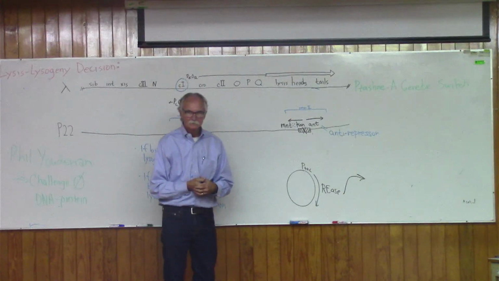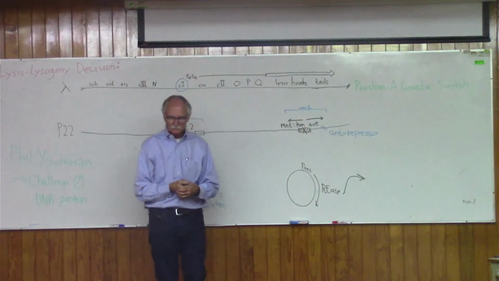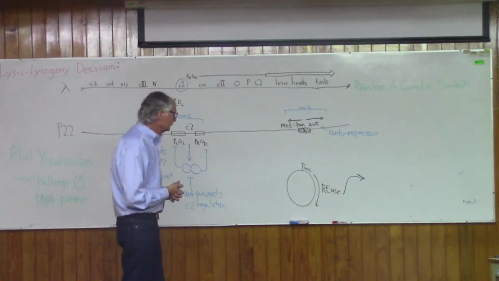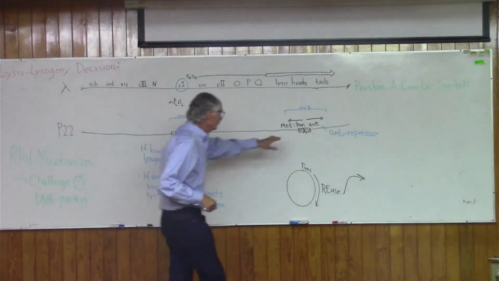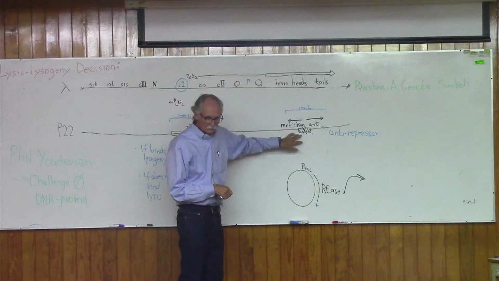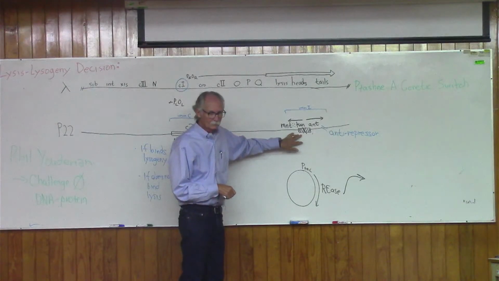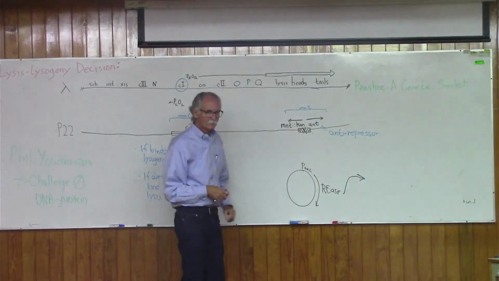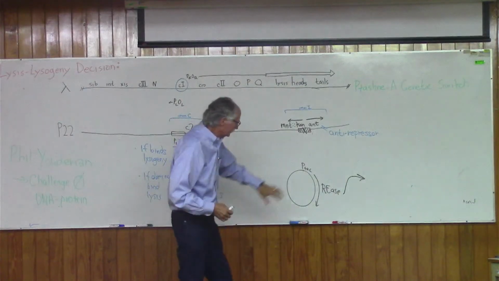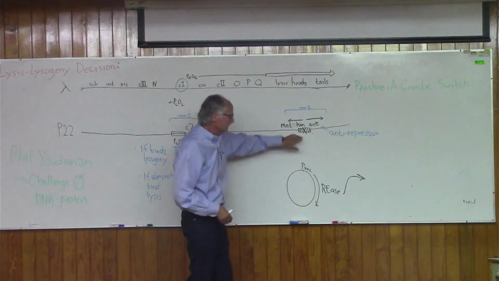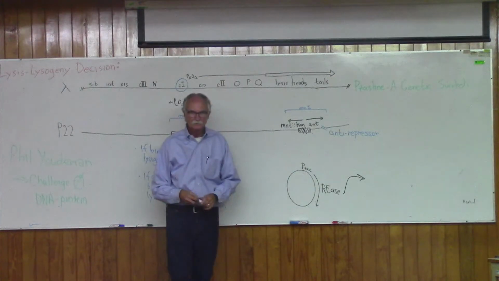A question: how do you put that sequence there? Your favorite sequence. Right. It's easy to do that by a simple recombination. Down here you clone it in. It's easy to clone on the plasmids. Here it's a recombination thing.